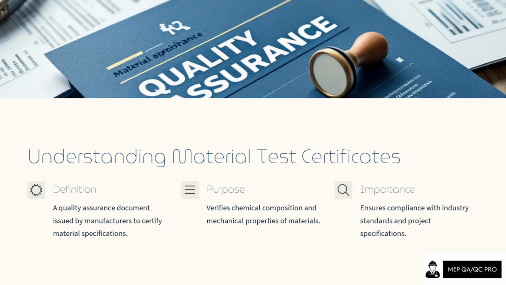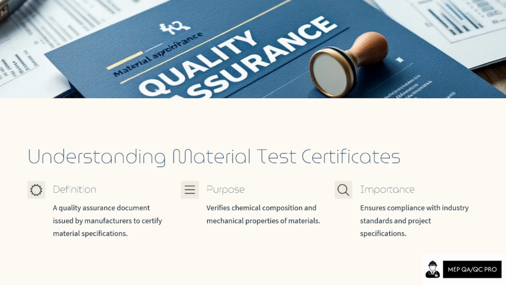Basically, a material test certificate is a document which is issued by the manufacturer who manufactured that material, certifying that this material complies with the material specification. Whenever you share your project specification with the supplier, it means the manufacturer will certify that the material has been produced as per your material specification. So this is the first step to understand the material certificate.